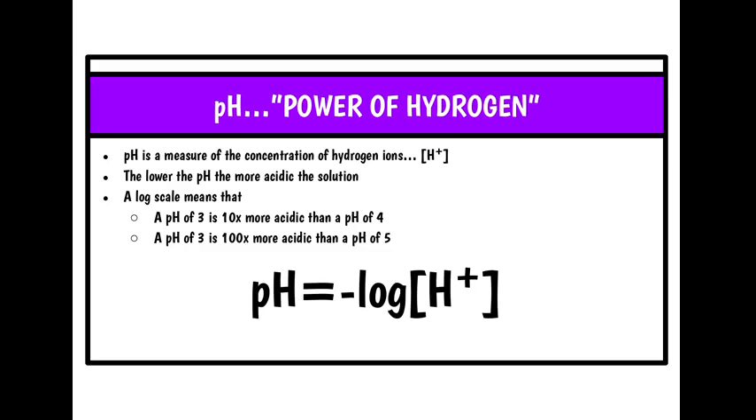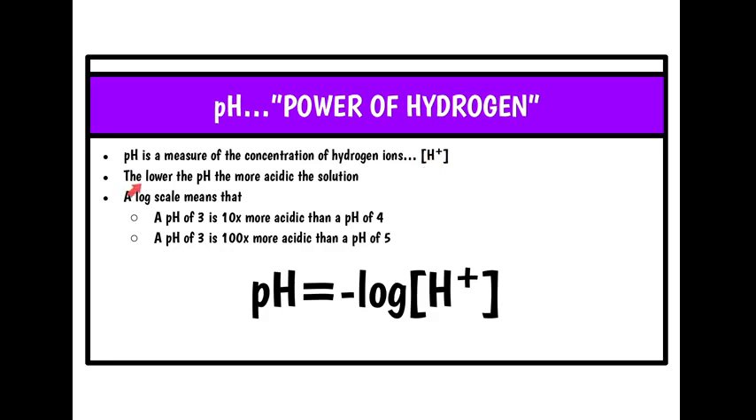So to start off with, the term pH actually came from the French, and in translation it means the power of hydrogen, and that's because we're going to be using this log scale, and so small differences can mean big changes. And specifically, pH is a measure of the concentration of hydrogen ions. We'll write it in these brackets, and that means concentration. And then, of course, the H plus is your hydrogen ion in there.